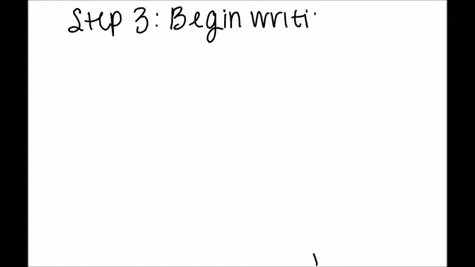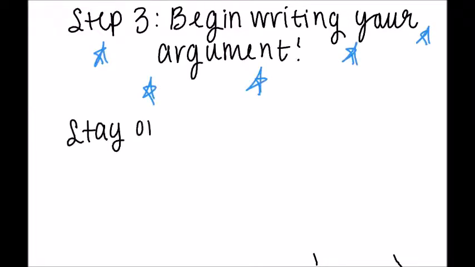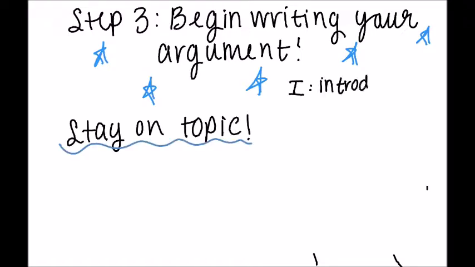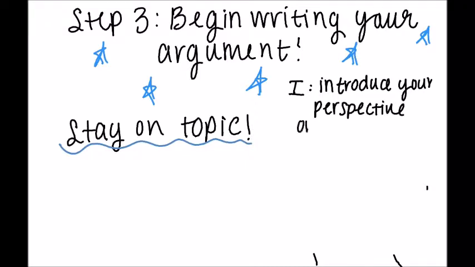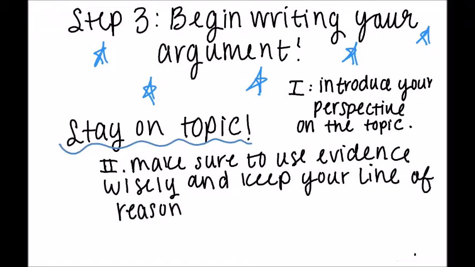And finally, step 3. Begin to write your argument. The most important thing to remember while writing is to stay on topic. First, introduce your claim as well as your personal perspective on the topic or issue, and then put well-placed evidence throughout your paper to strengthen your claim and line of reasoning.